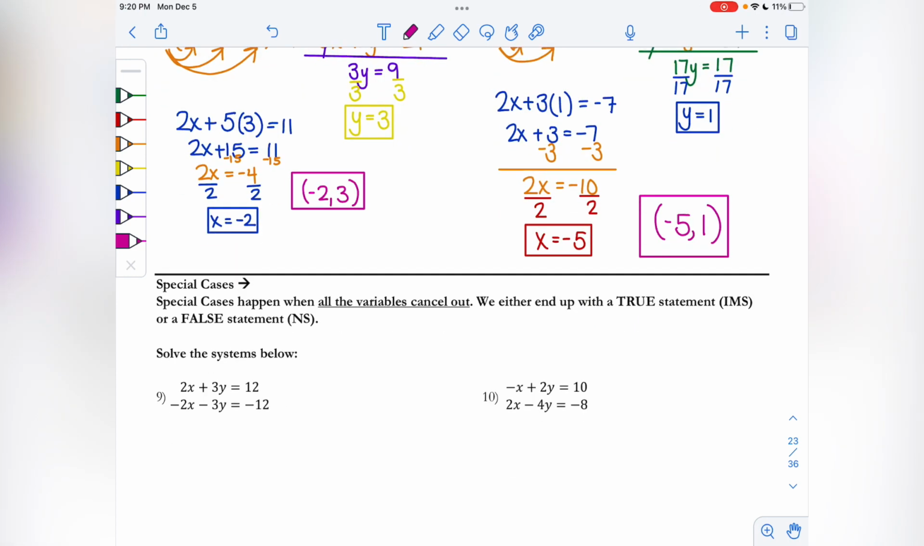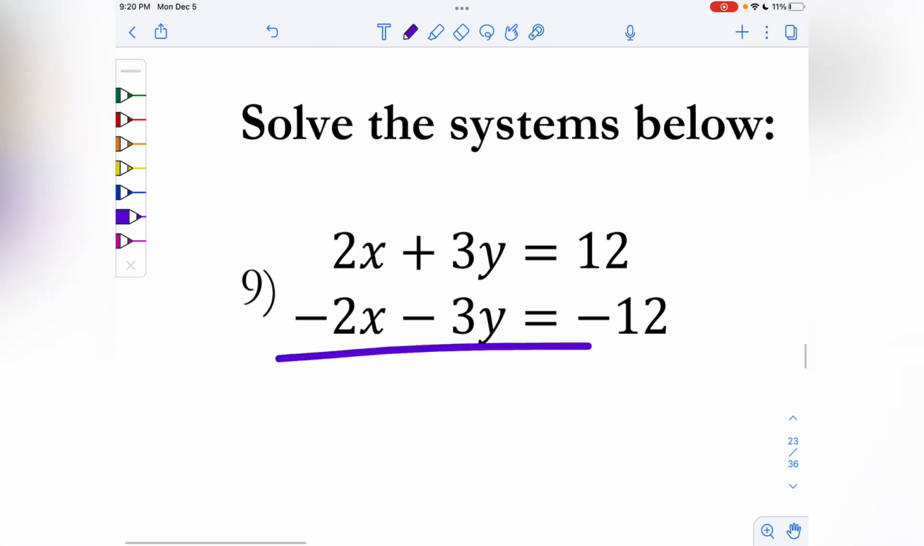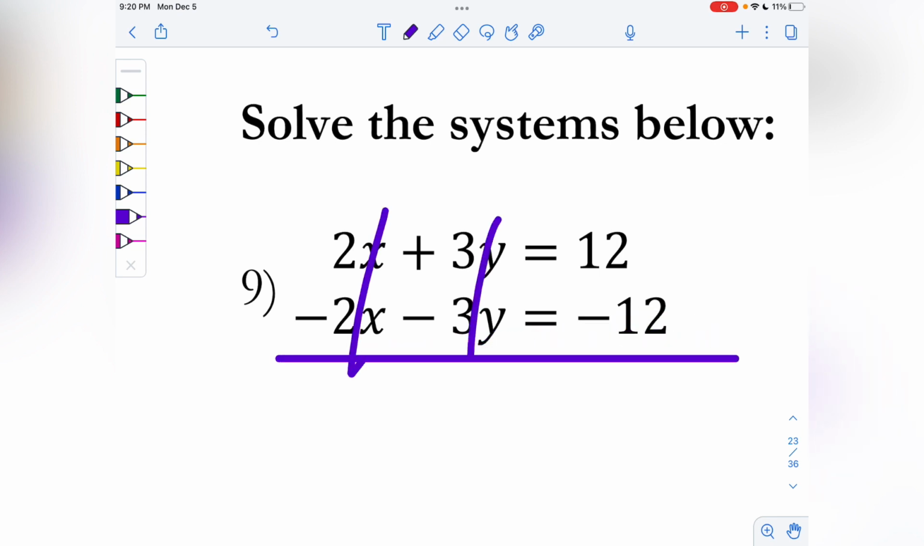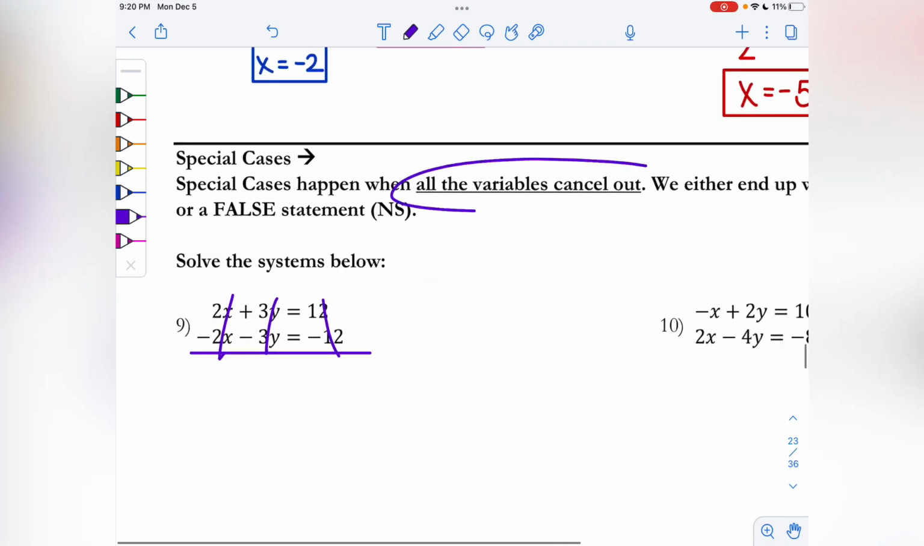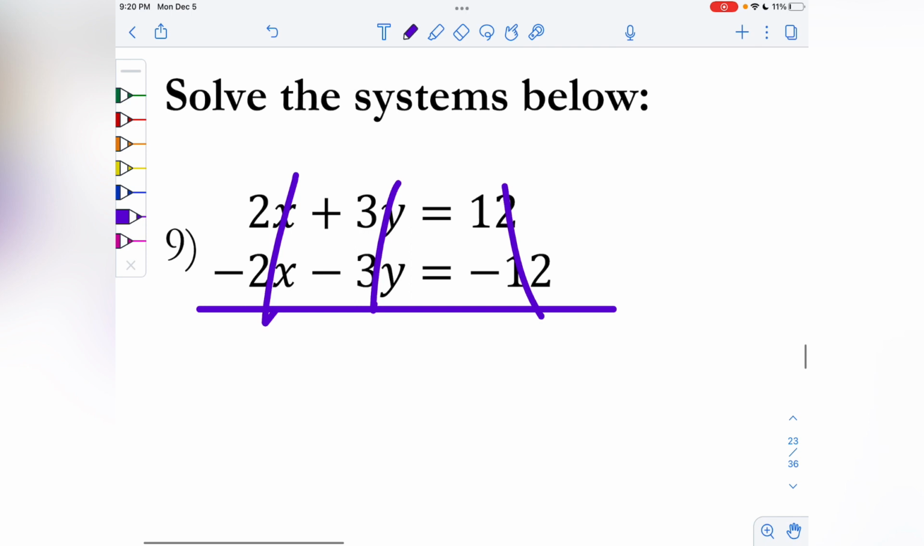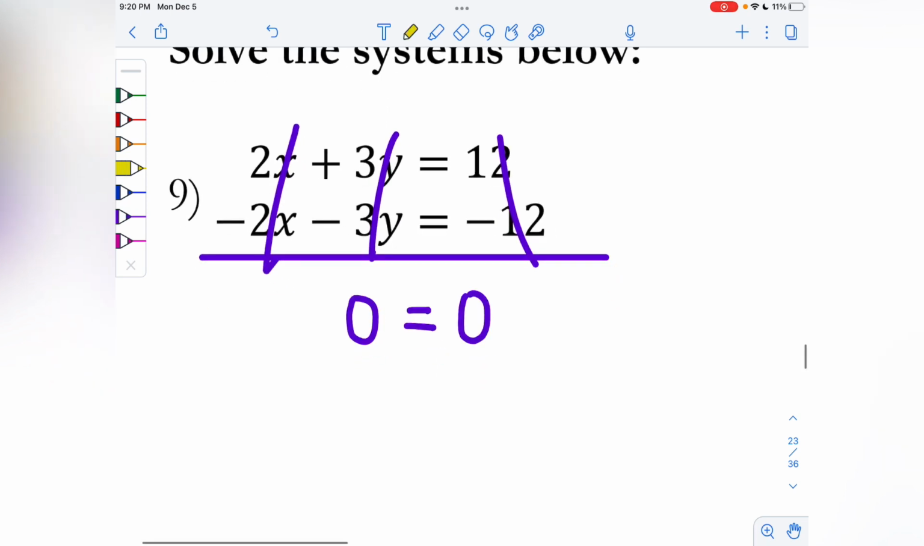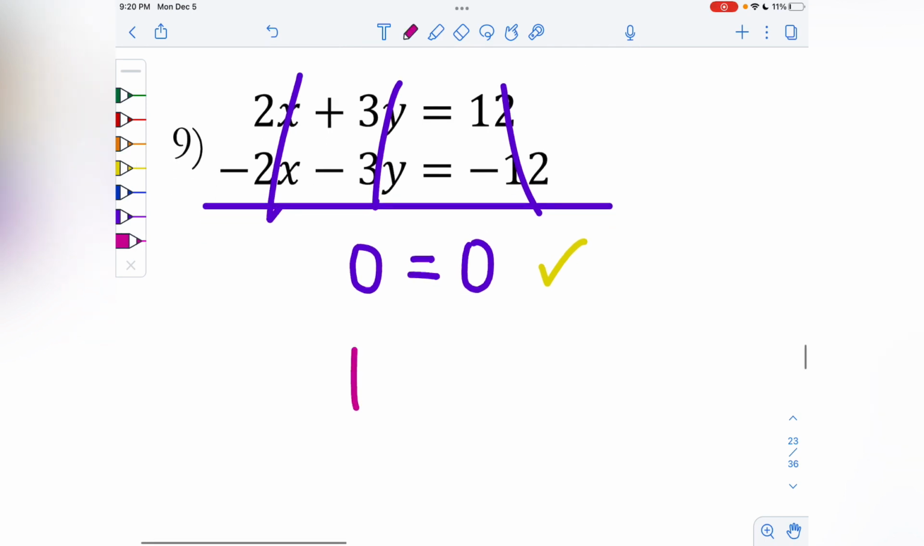Now, the very last thing I want to point out is special cases. So when is it a no solution versus when is it an IMS? And these are pretty simple problems. Let's start with number 9. You can see right away that boom, boom, boom. Everything cancels. So these special situations happen when all the variables cancel out. And in this case, everything canceled. So there's literally nothing left on the left, which is 0, and nothing left on the right, which is also 0. And it is a true fact that 0 equals 0. So when I end up with a true statement, that's when it's infinitely many solutions, IMS.